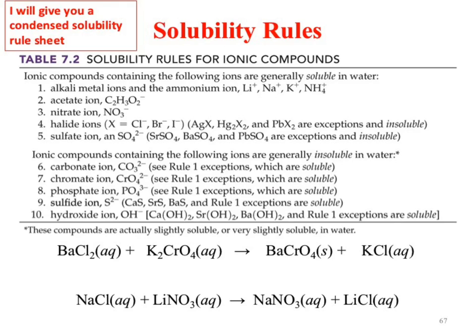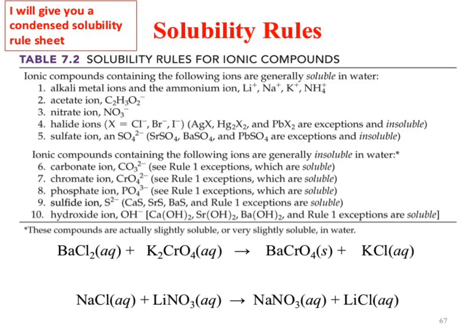I need to find barium or chromate in this list. In rule 7, I see chromate. It just says chromate, and then it's got a parenthetical. What is the title of that section? It says ionic compounds containing the following are generally insoluble. If they're insoluble, they don't dissolve, making them solids. Chromate is insoluble except for rule 1.